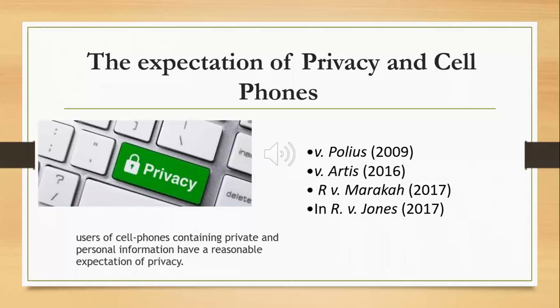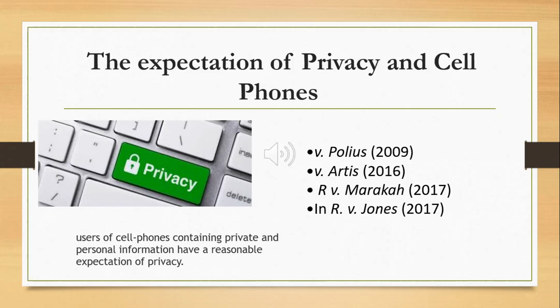In the 2009 Polius case, the accused had left his cell phone charging in a stairwell of an apartment building. The court found that the fact that the phone was charging and contained private information indicated that the accused intended to retrieve the phone, and therefore the phone was not considered abandoned. The court concluded that the accused had a reasonable expectation of privacy in the cell phone based on the fact that it contained highly personal information.